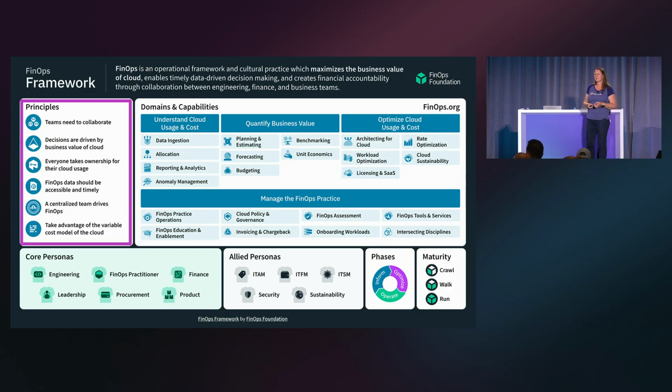First thing is principles. These are the guiding foundational things that underpin everything that we do, including the fact that teams need to collaborate. Decisions are driven by the business value of the cloud. So right back to the conversation about business requirements drive architecture decisions. Decisions on what we're spending our money on is driven by, are we going to get the value out of it for our business?